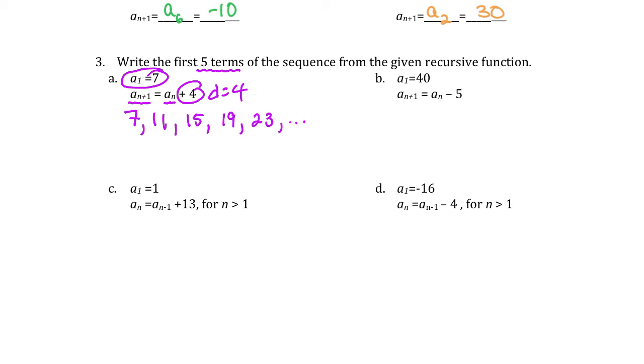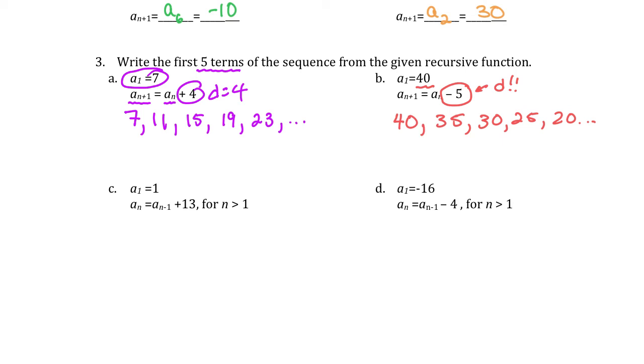Remember I said I was going to show you the shortcut? Shortcut, first term, that's all you need, the 40. Next thing you need is -5. That's D. Okay, you've got your D, start subtracting 5. 35, 30, 25, 20, ... you're done. That's your answer. There's your first 5 terms of your sequence.